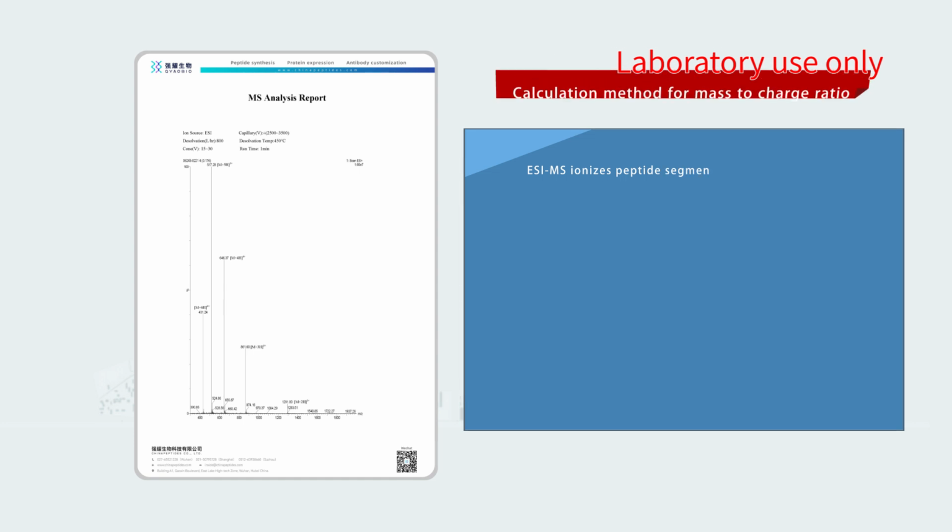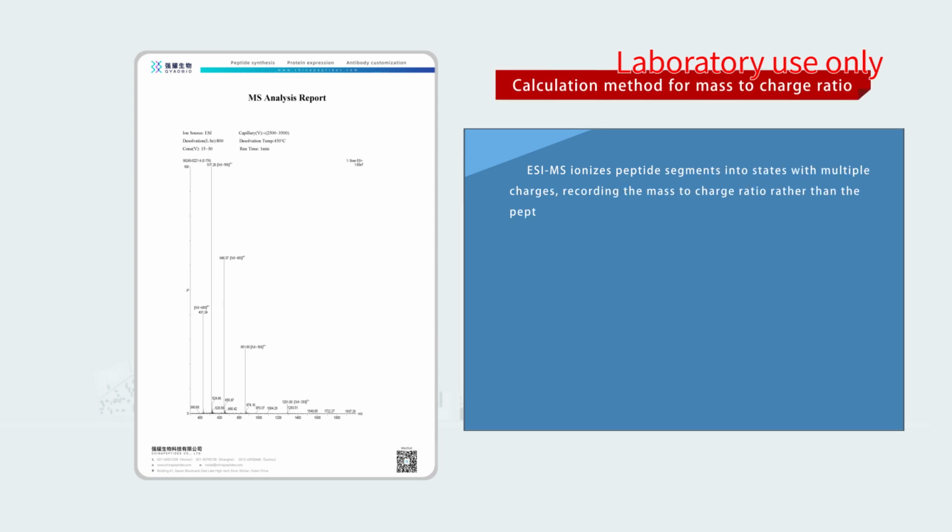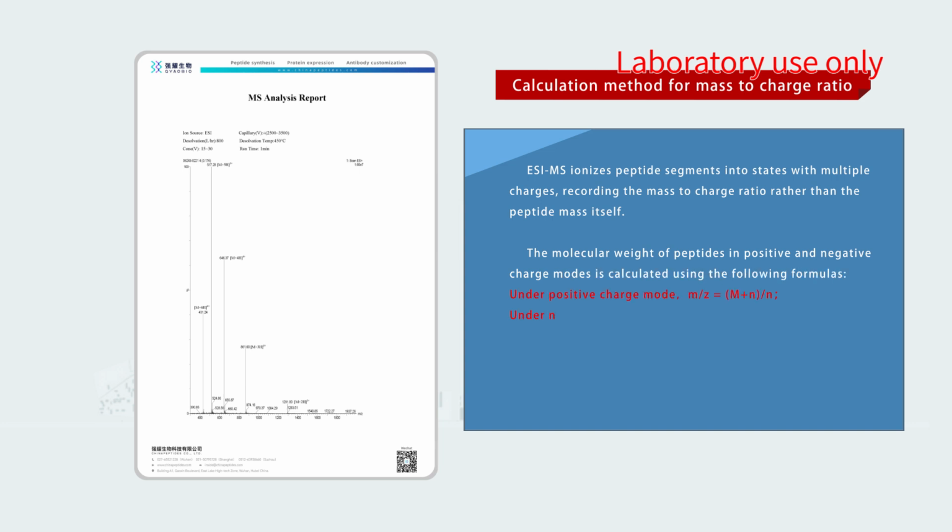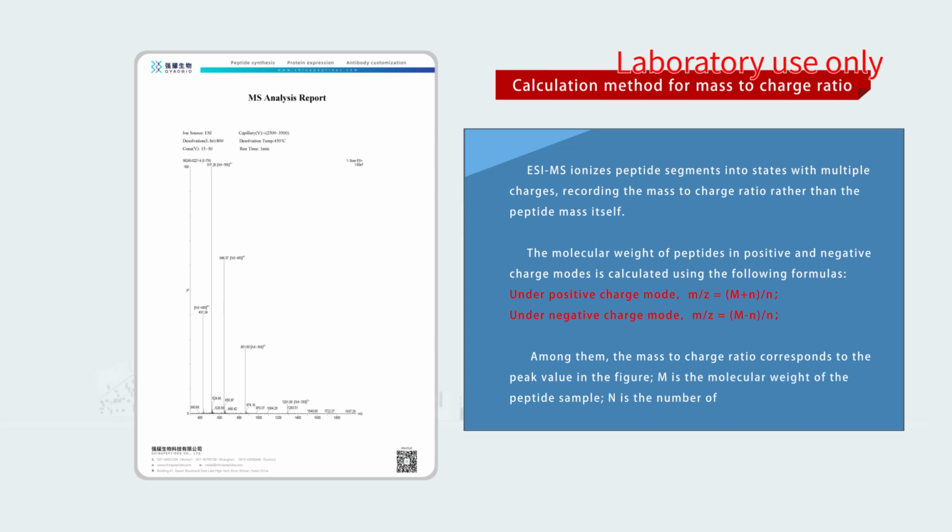ESI-MS ionizes peptides into states with multiple charges, recording the mass-to-charge ratio rather than the peptide mass itself. The molecular weight of peptides in positive and negative charge modes is calculated using the following formulas. Among them, the mass-to-charge ratio corresponds to the peak value in the figure. M is the molecular weight of the peptide sample. N is the number of charges carried.